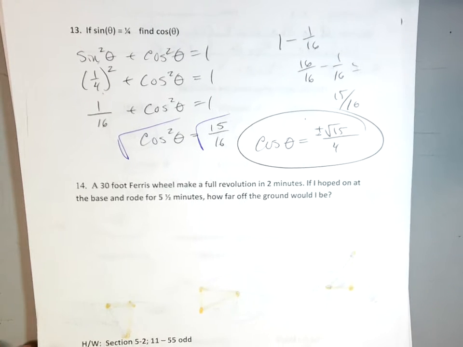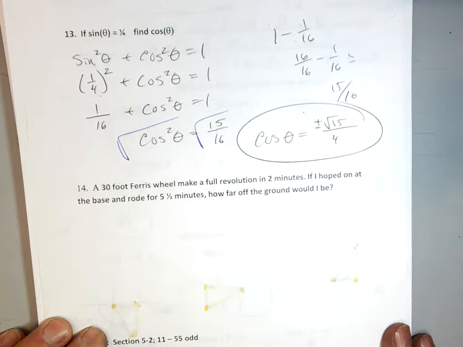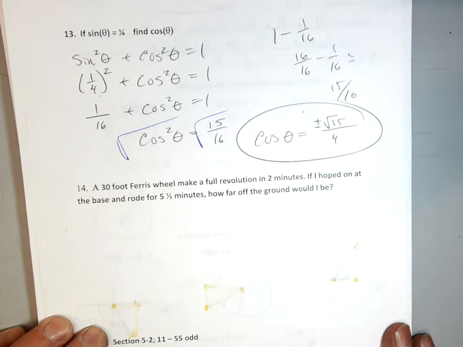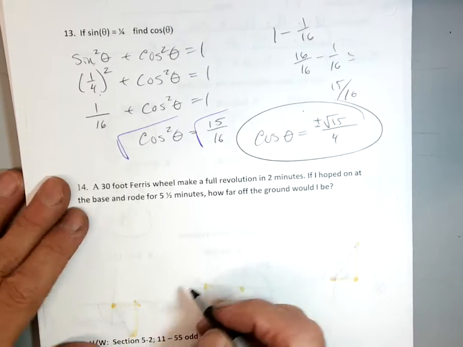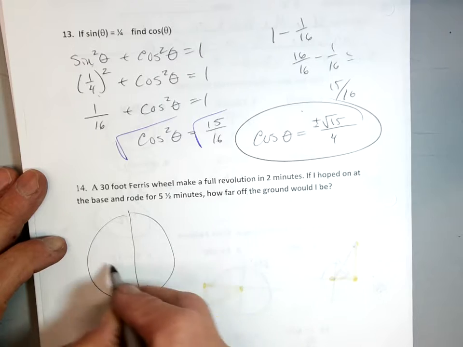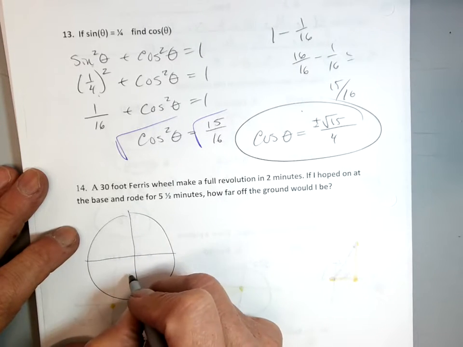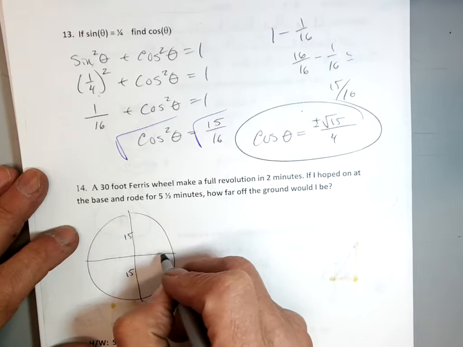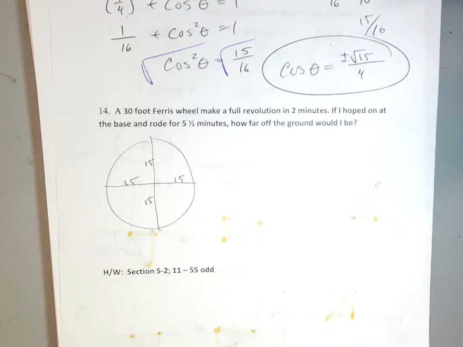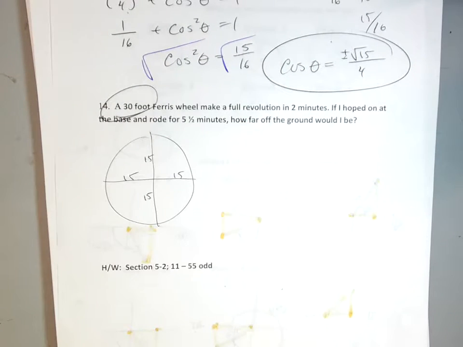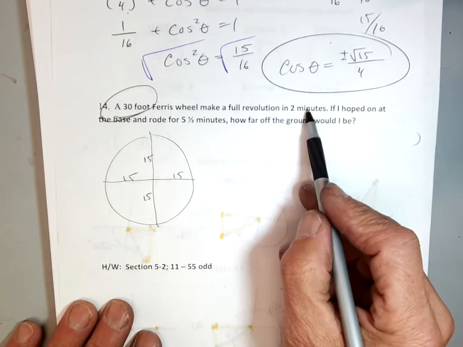A 30-foot Ferris wheel makes a revolution in 2 minutes. If I hopped on at the base and rode for 5.5 minutes, how far off the ground would I be? Okay, so let's just draw a picture. 15, 15, 15, 15. I'm just going to start there. You guys okay with that? Because it's a 30-foot Ferris wheel, right? And one full revolution in 2 minutes.